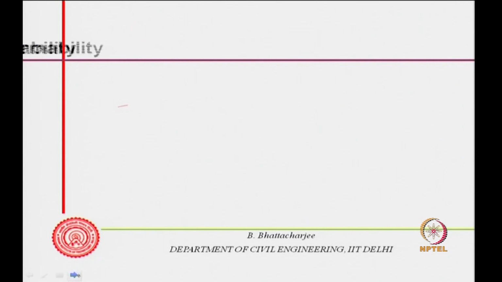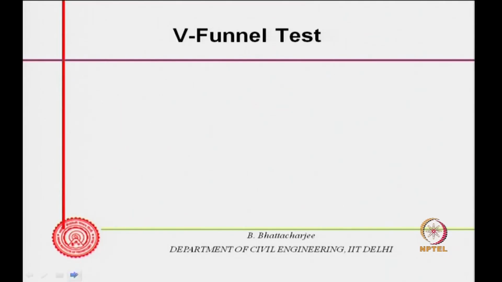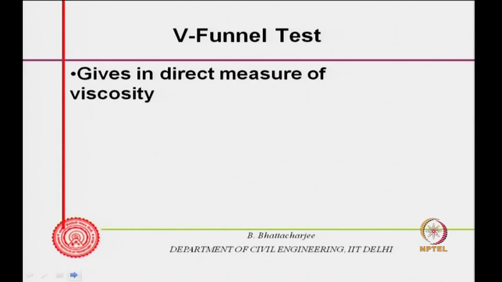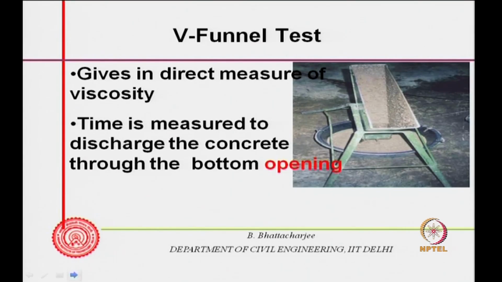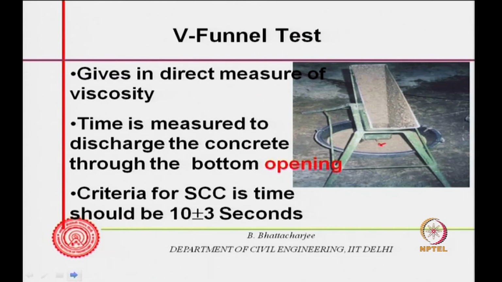So, that is what the slump flow test is, and this is very popular because it is an easy test. The V funnel test gives some direct measure of viscosity, that is what people felt. You have a funnel which is closed at the bottom in the beginning. You open the gate at the bottom, fill it in a standard manner, then the time is measured for discharge of the concrete through the bottom opening, which is initially closed. If this time is 10 plus minus 3 seconds, then you can say it could be self compacting.